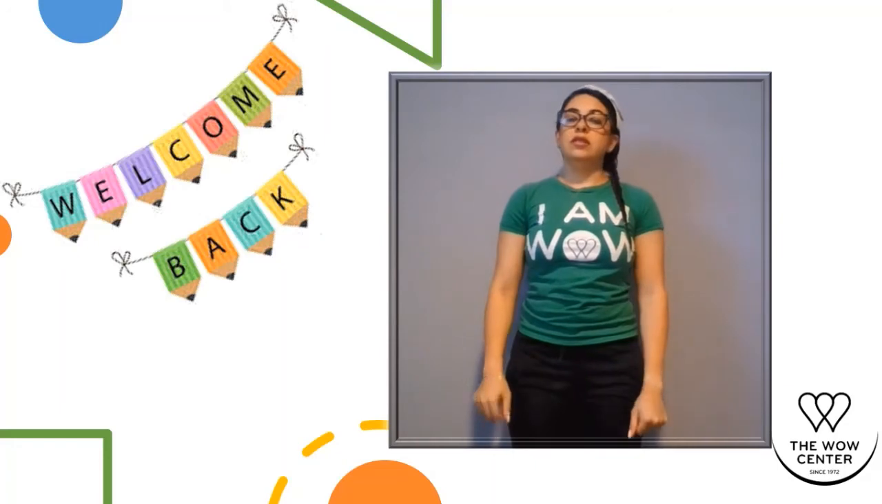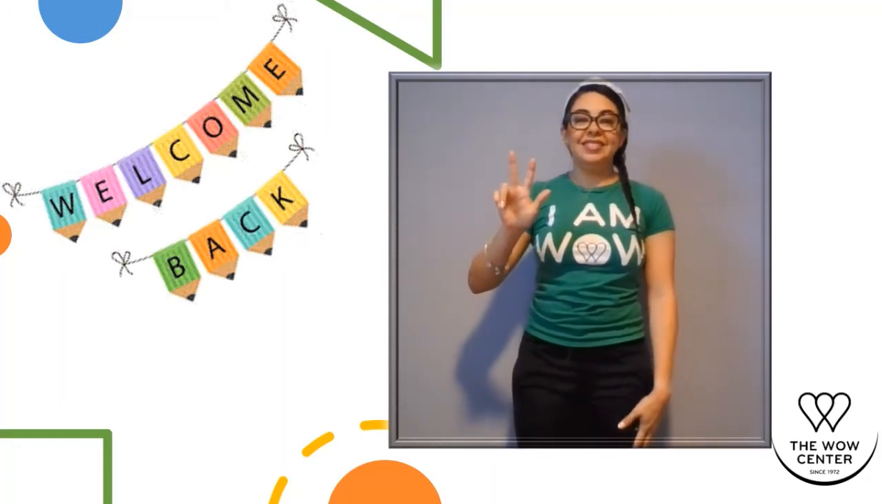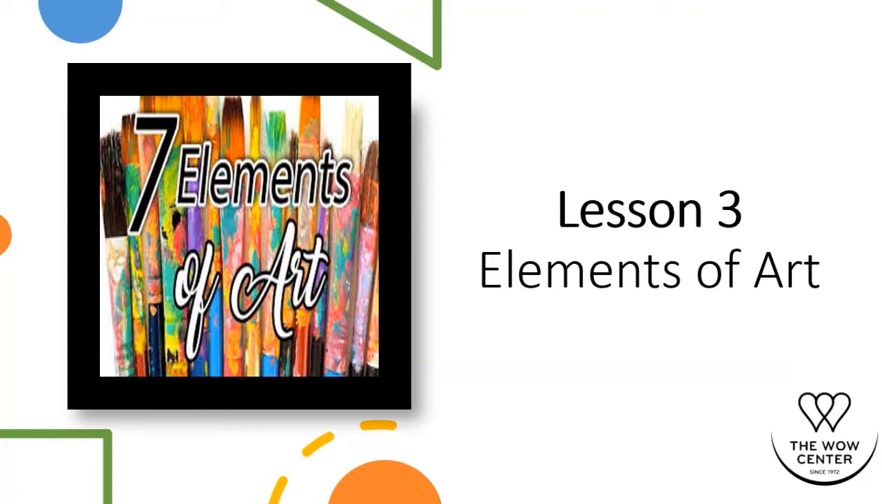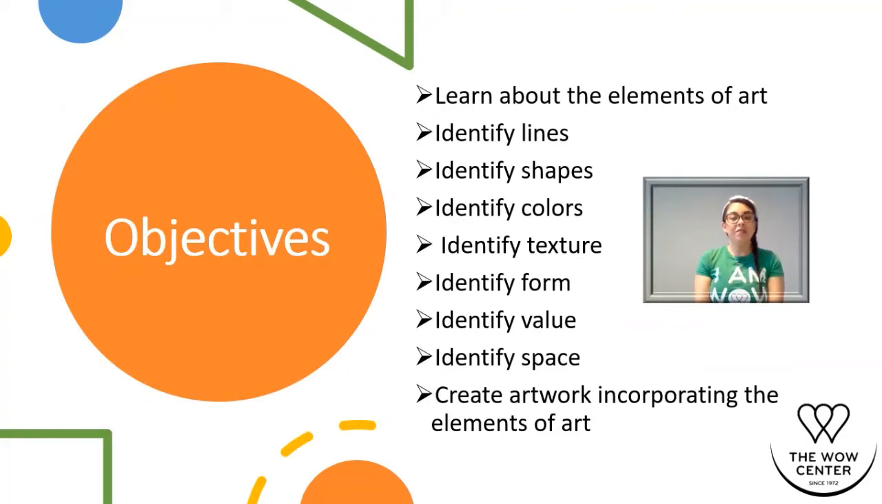Alright, so we're going on to lesson number 3, the elements of art. Lesson 3, Elements of Art. The objectives for this lesson are to learn about the elements of art, to identify lines, identify shapes, identify colors, identify texture, identify form, identify value, identify space, and to create artwork incorporating all of the elements of art.